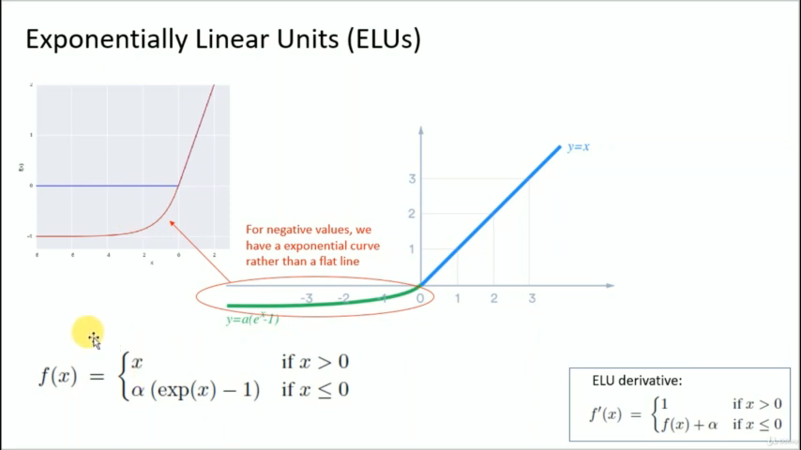So this is the equation for an ELU. When the value is positive, it's the same thing as ReLU. It stays the same. It's a linear function x. And when the values are negative, then we have an exponential function, which is e to the power of x minus 1. So why is it minus 1 and not only e to the power of x?